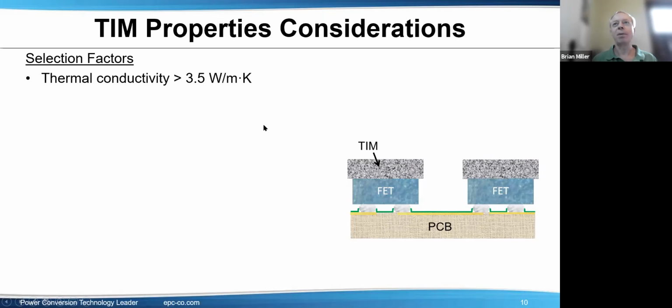Okay, let's look at some of the considerations of the properties of the thermal interface material. One thing that's good is to have a thermal conductivity greater than 3.5 watts per meter Kelvin. Now, this is different than thermal resistance. The higher the number, the better. This is conductivity, not resistance. So higher than this is actually better. So that's one good point.